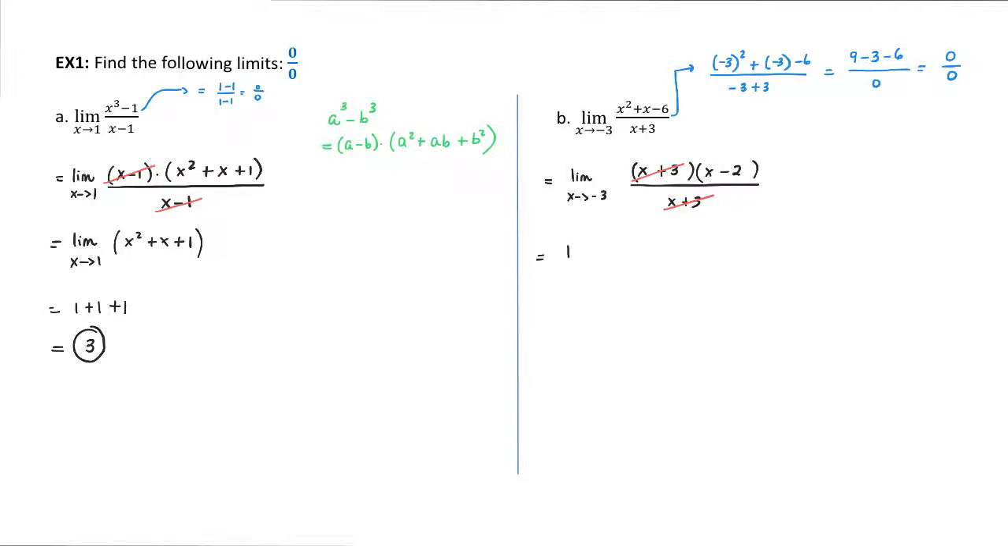And now I end up getting the limit as x approaches negative 3 of x minus 2. X minus 2 is a line. Every line is continuous. So now I can perfectly evaluate this limit by doing a direct substitution. So that will be negative 3 minus 2. That is going to give me negative 5. And this is the value of that limit, negative 5.